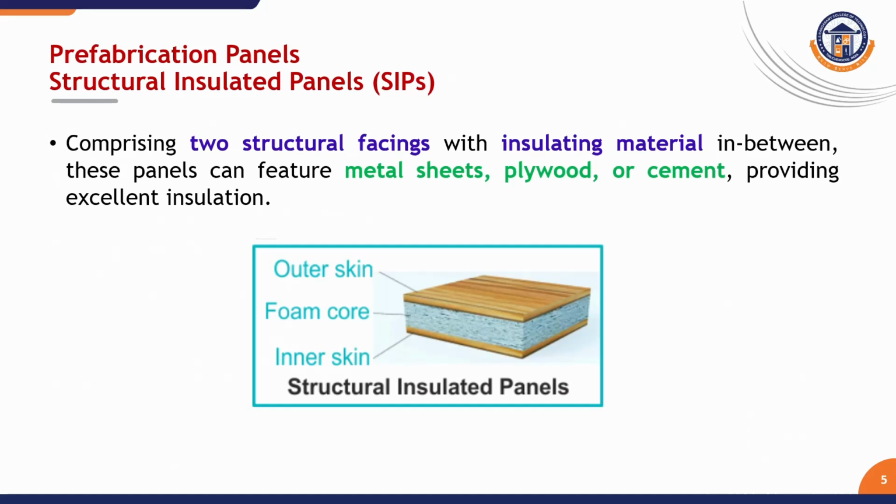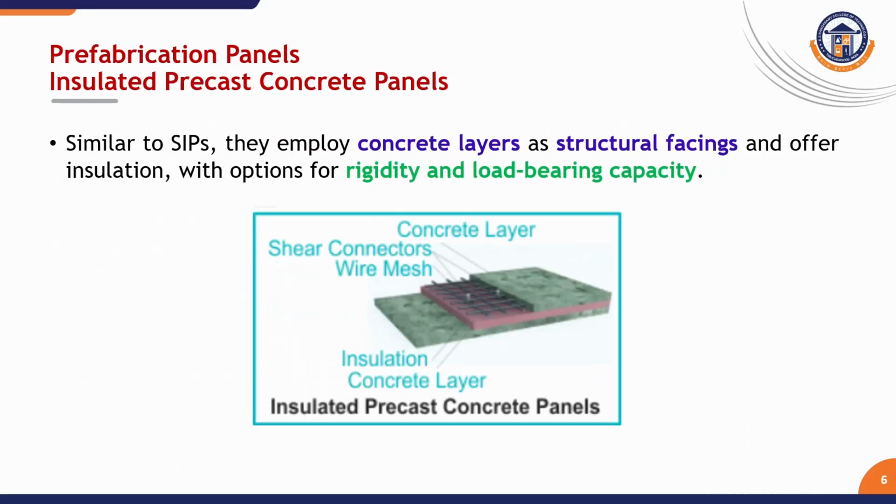So, structural insulated panels. These panels consist of two structural facings with insulating materials in between them, such as metal sheets, plywoods, or cements. They provide excellent insulation and are often used in residential and commercial buildings. Insulated precast concrete panels use concrete layers as structural facings combined with insulation materials. They offer rigidity, load bearing capacity, and insulation.